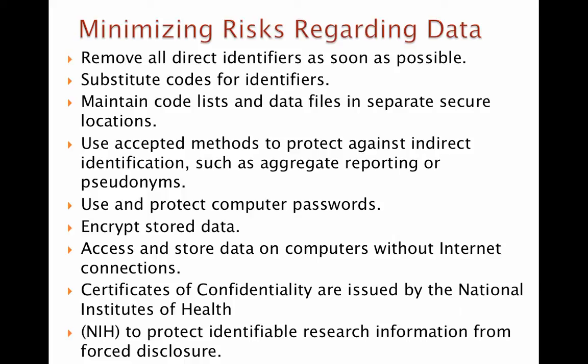First, one could remove all direct identifiers as soon as possible, substitute codes for identifiers, maintain code lists and data files in separate secure locations, use accepted methods to protect against indirect identification, such as aggregate reporting or pseudonyms, use and protect computer passwords, encrypt stored data, access and store data on computers without internet connections, and obtain certificates of confidentiality by the National Institutes of Health.